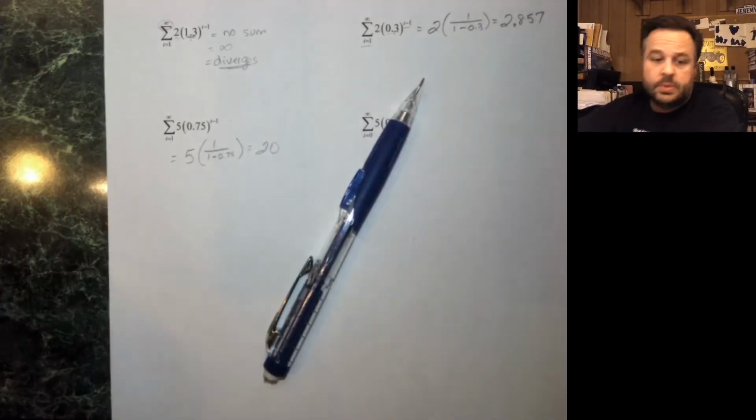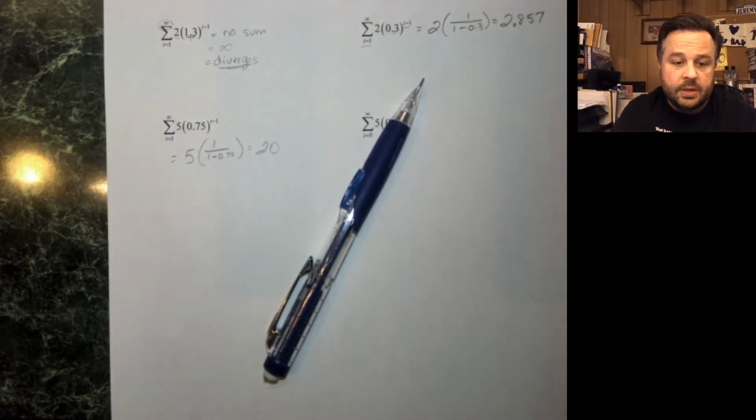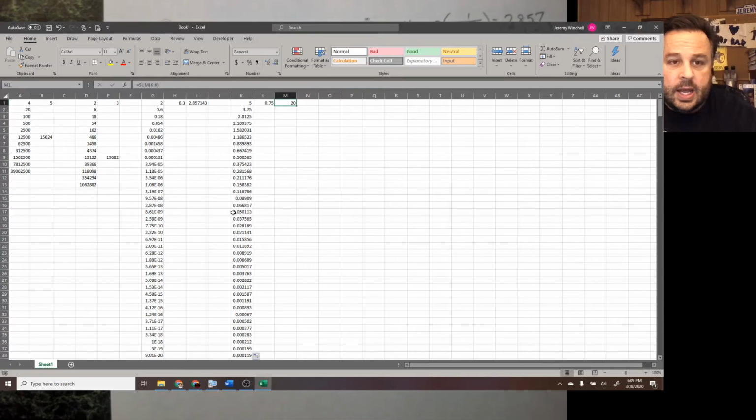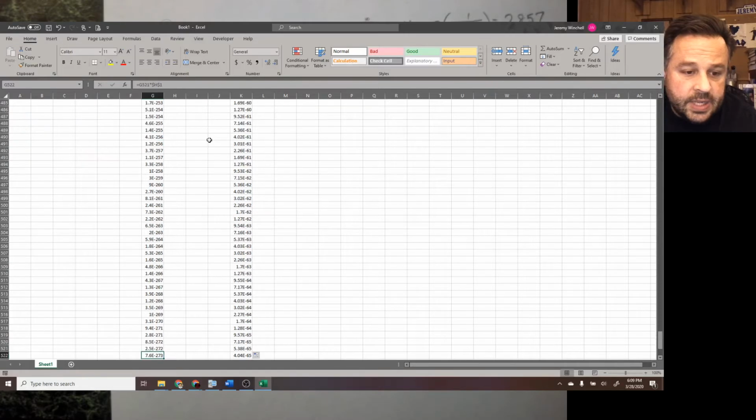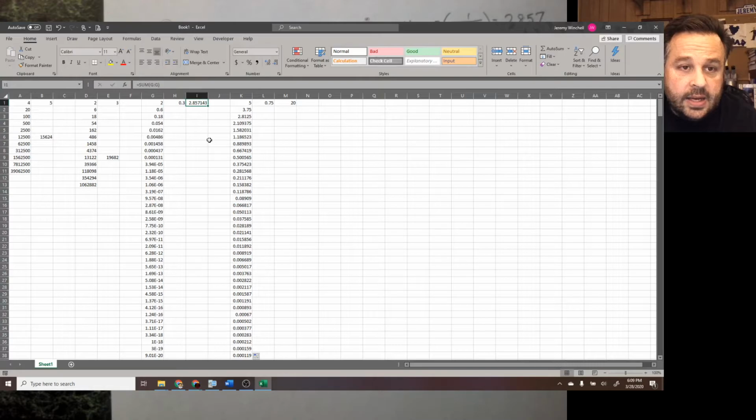And so what I did is, I'll show you just briefly here. I did these values out starting with 2, multiplying by 0.3 gives me 0.6. Multiplied by 0.3 again, I get 0.18. And I did a bunch of terms. I ended up doing 522 terms in this, and I added them up using the sum feature in Excel, and I got the 2.857. Over here, the first term was 5. Multiplying it by 0.75 gave me 3.75. Again and again and again. And you can see when we sum them that we get 20.